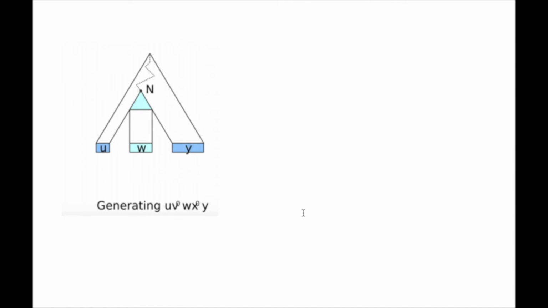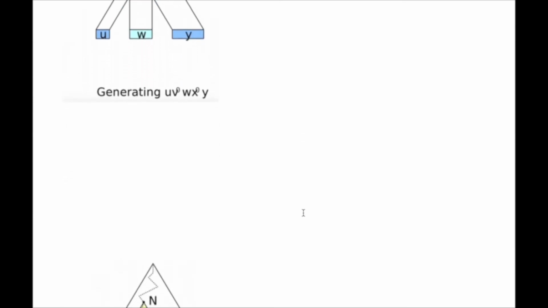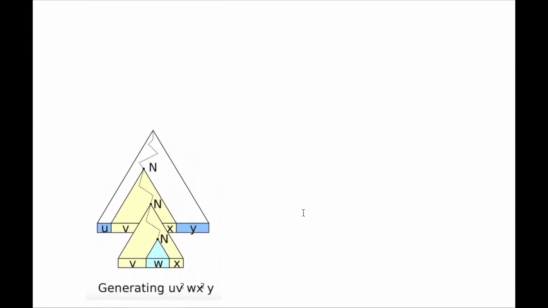So after the initial U and Y, if we choose not to insert any of the V and X sections and directly insert a W, we get U, W, and Y. The word U, W, Y is when V and X are pumped to i equals 0. Similarly, from our original word S, u, v, w, x, y.